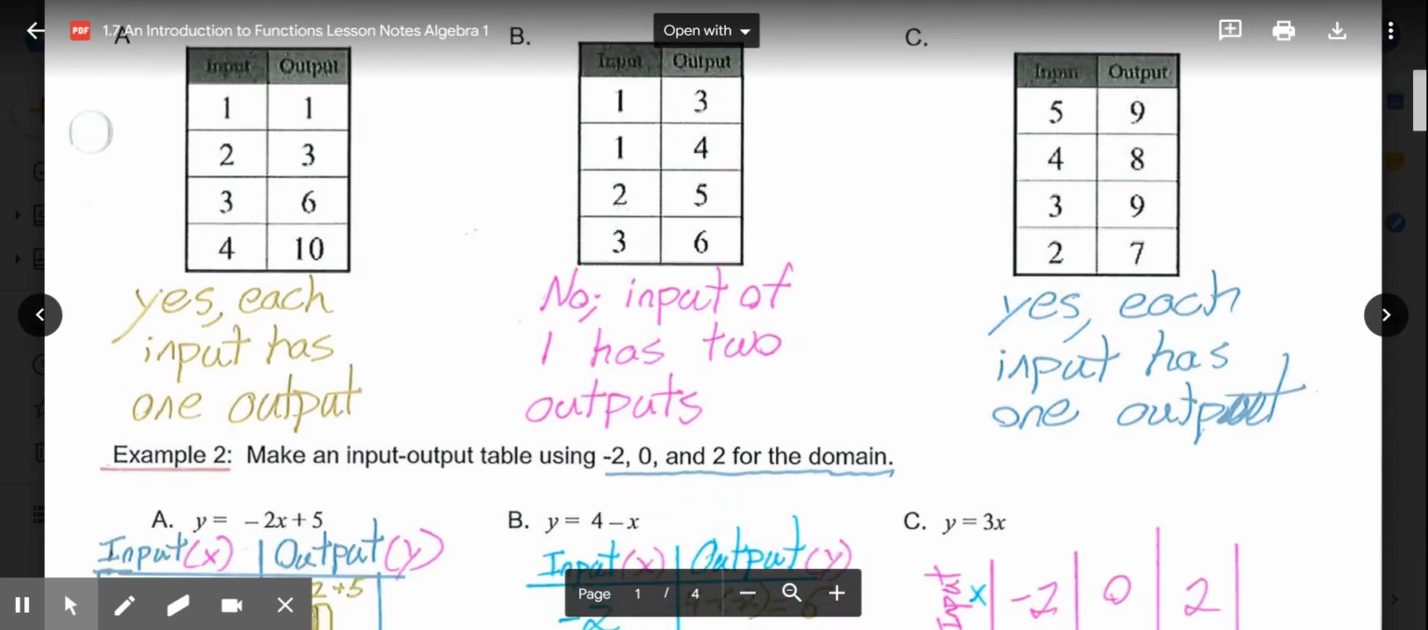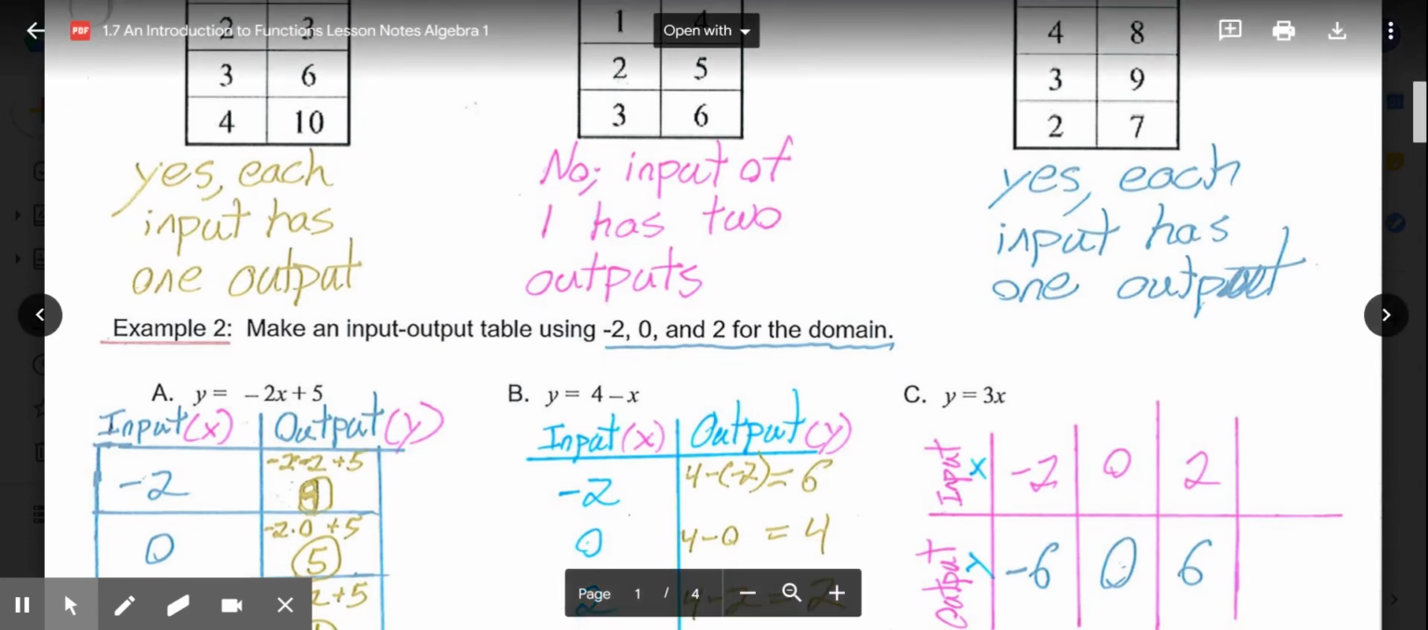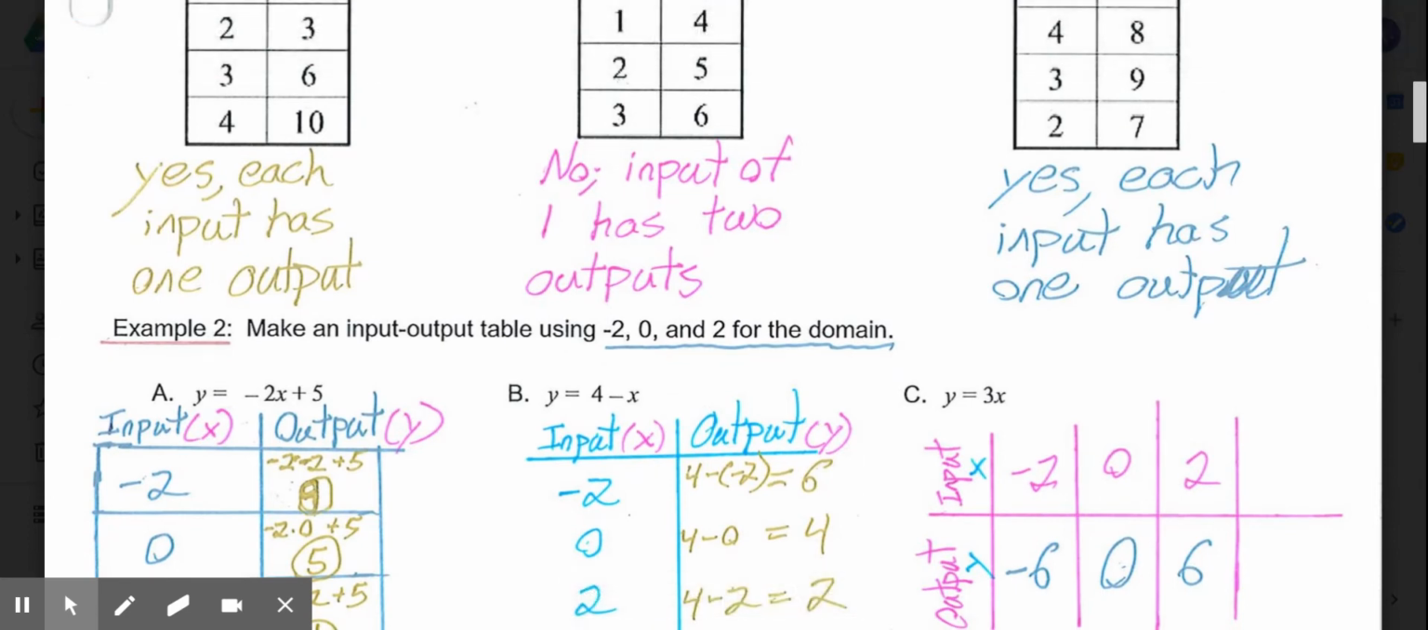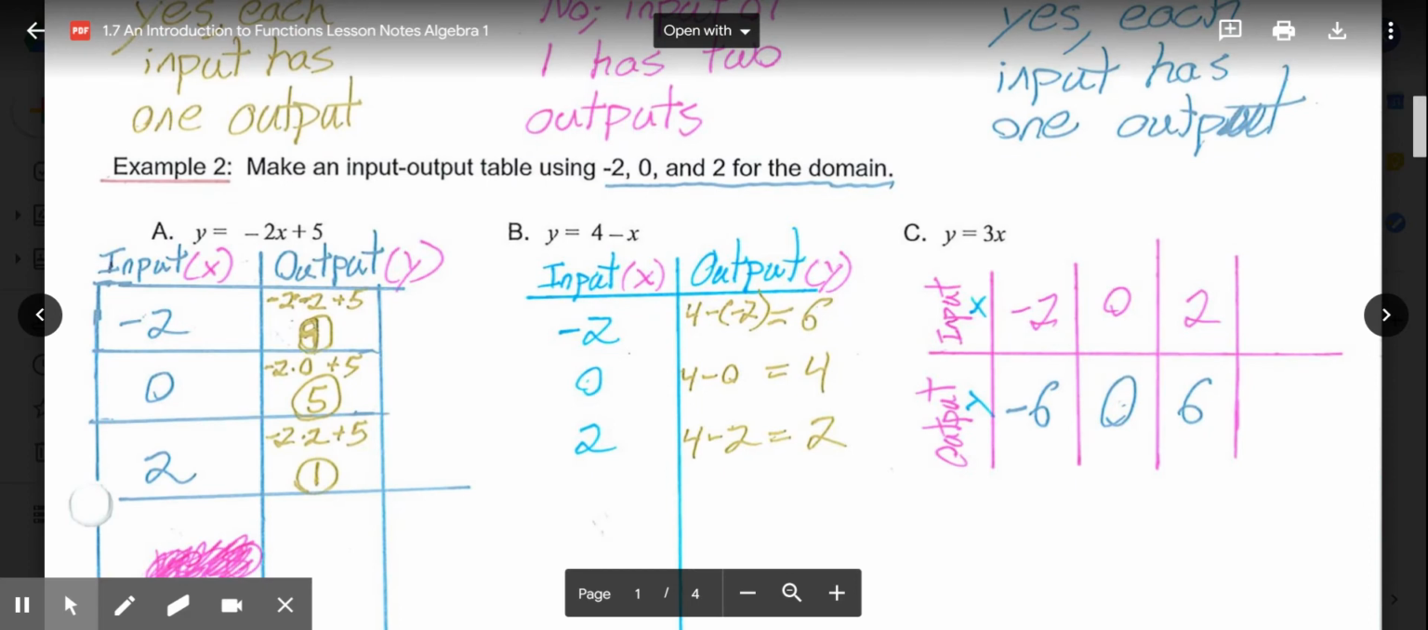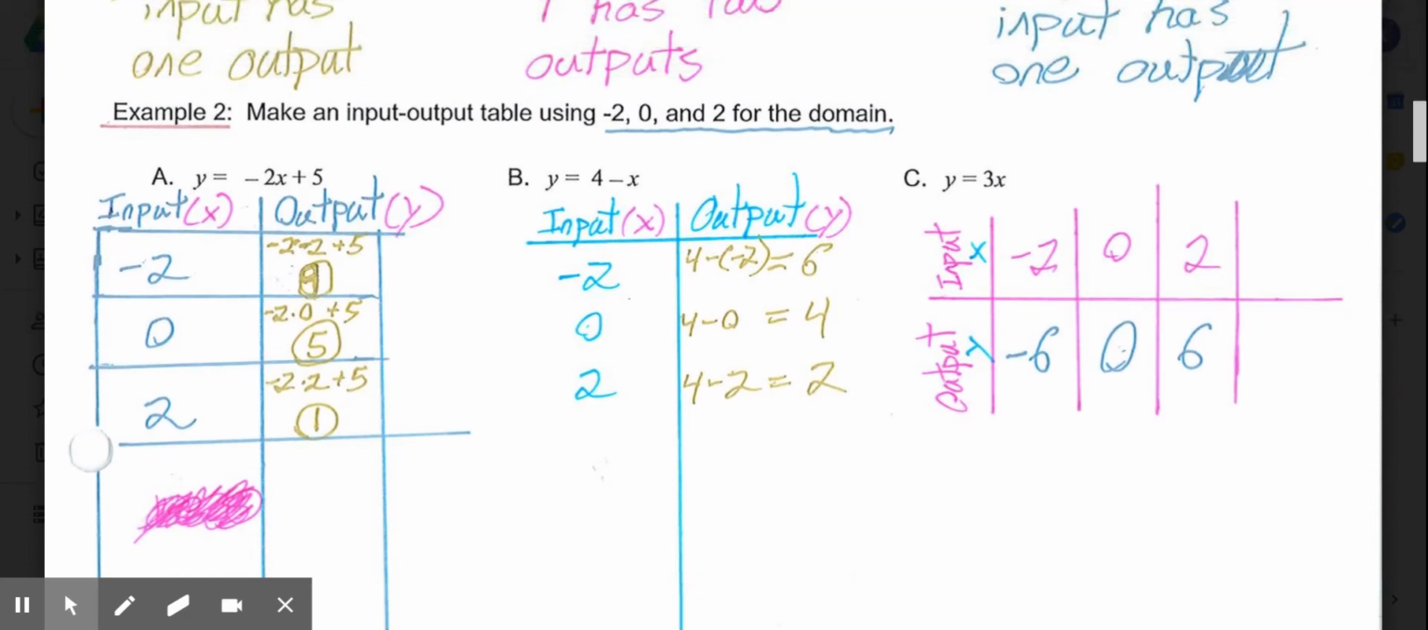So then in example 2, it says, first make an input-output table using -2, 0, and 2 for the domain. So when we're making this input-output table, we are going to plug in a -2, a 0, and a 2 for our x values, because the domain is the input, and the input is always going to be your x value. So if we look at these three equations, we have y equals -2x plus 5 for part A.